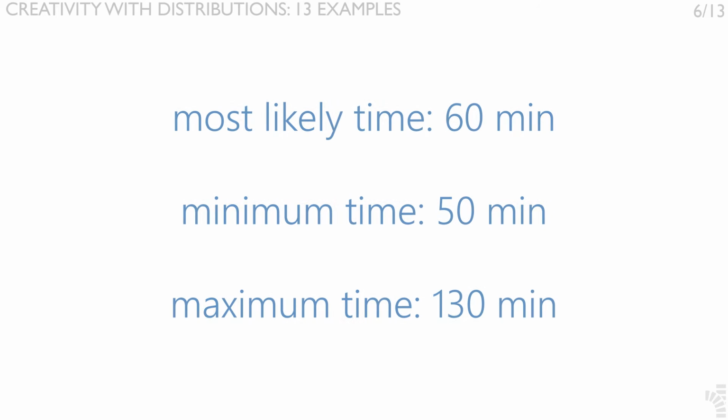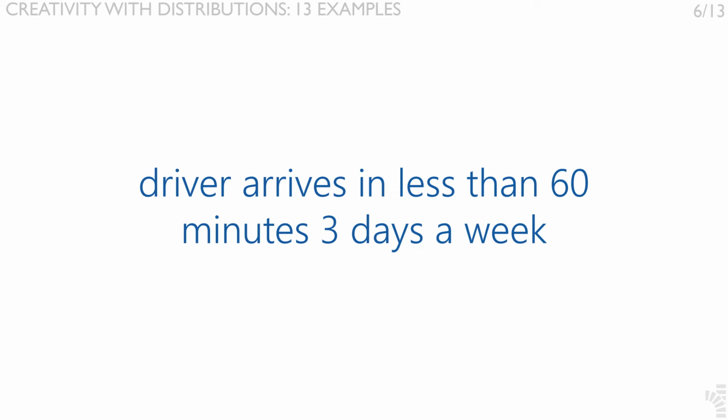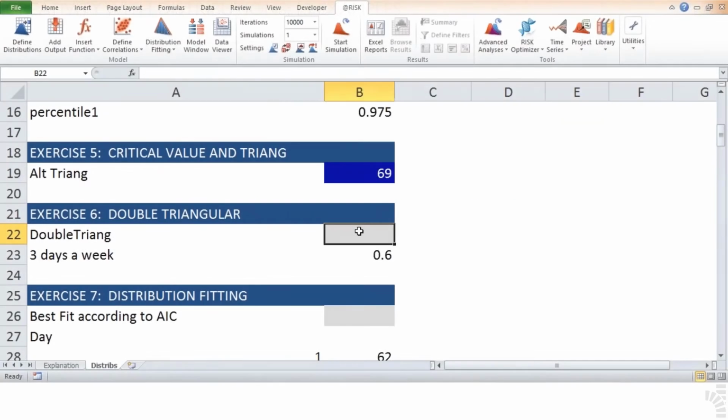Exercise 6, Double Triangular. Assume the same parameters of Exercise 1, and also consider that an expert suggests that the driver arrives in less than 60 minutes, the mode, 3 days a week. Use a double triangular distribution.